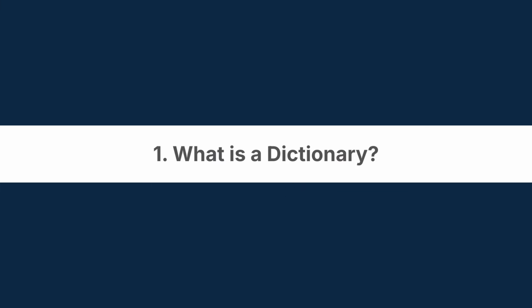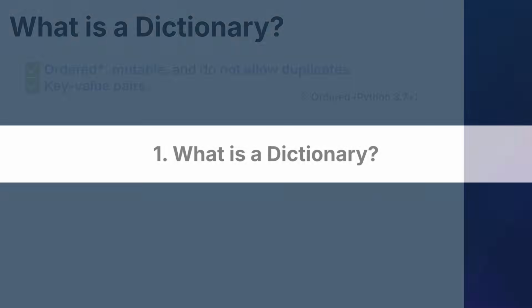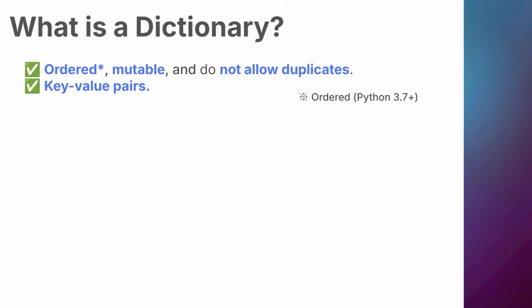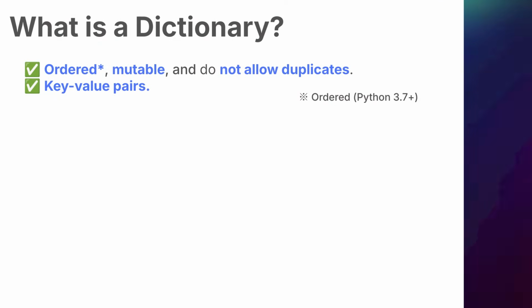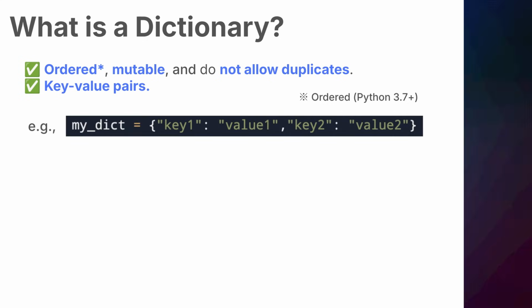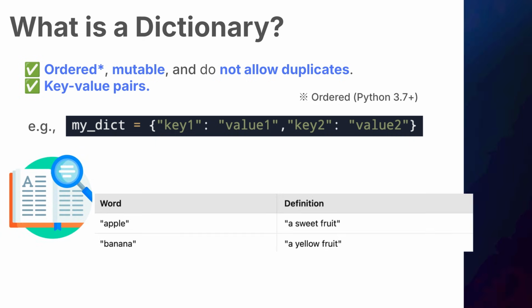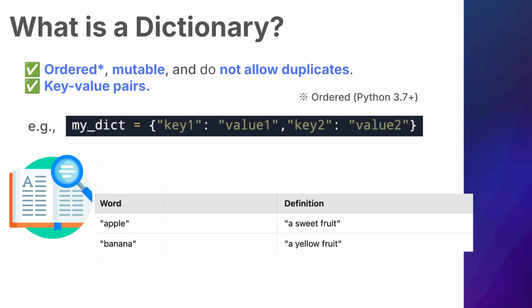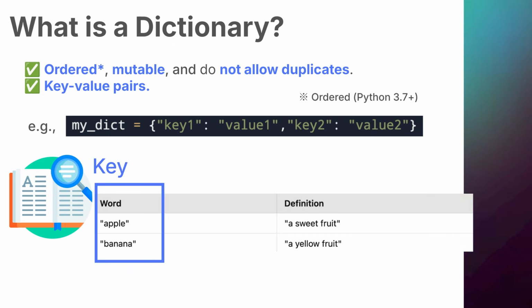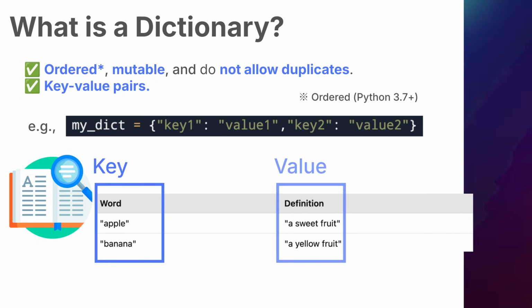What is a dictionary? A dictionary is a collection which is ordered, mutable, and does not allow duplicates. Key value pairs. In Python, it looks like this. It uses curly braces, key value pairs with a colon, and commas to separate data. So it's like a real-life dictionary. It has words, these are the keys. Definitions, these are the values.